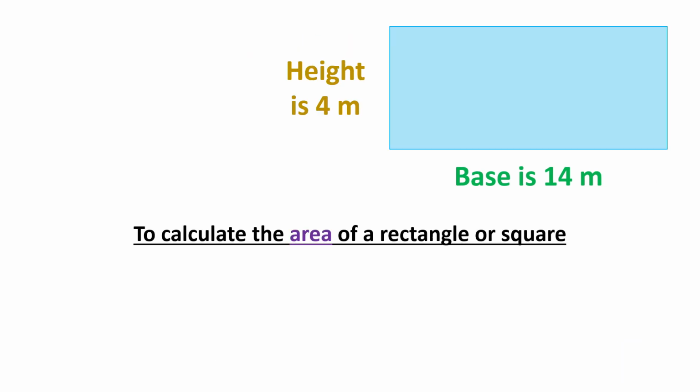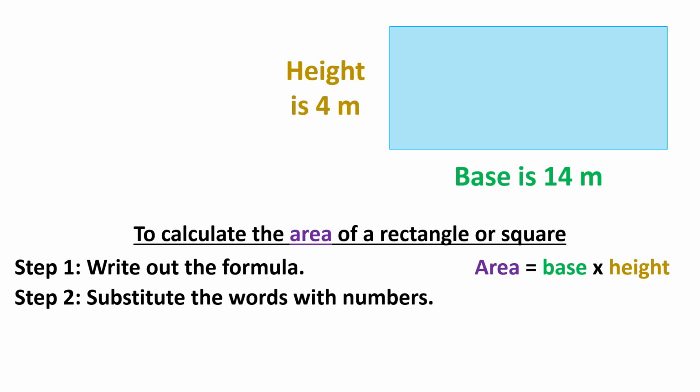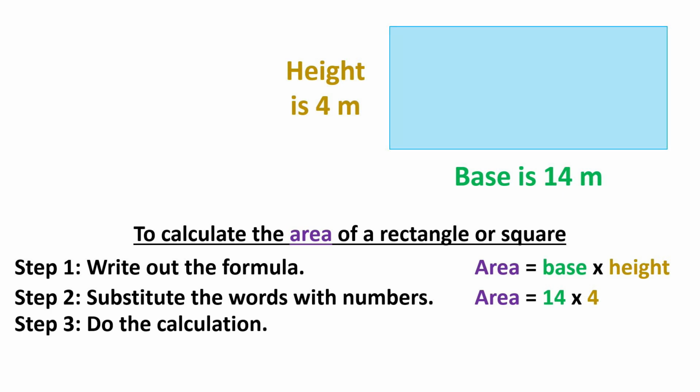To calculate the area of a rectangle or square, we do 3 steps. Step 1. Write out the formula. The formula is area equals the base times the height. Step 2. Substitute the words with numbers. The base is 14 meters and the height is 4 meters. Step 3. Do the calculation. 4 times 14 equals 56. So the area of this rectangle is 56 square meters.